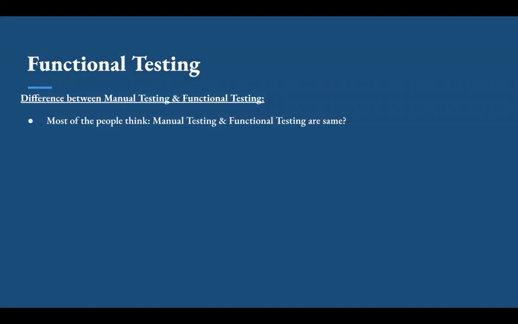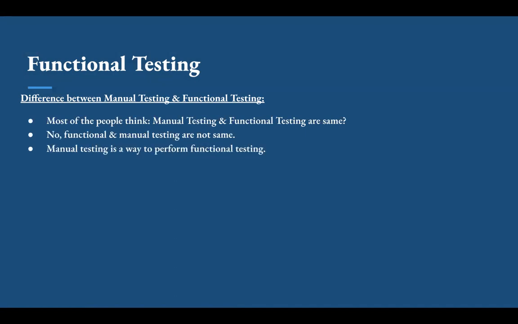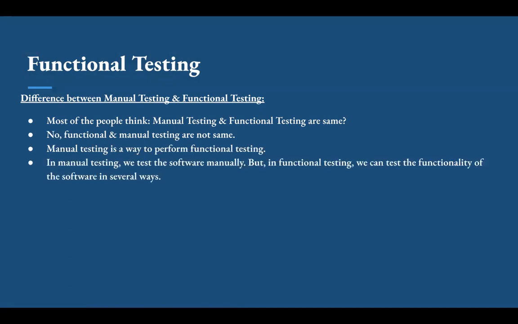Most of the people think that functional testing and manual testing are the same, but both are not the same. Manual testing is just a way to perform functional testing. In manual testing, we test the software manually, that is, without the help of any automation tools. But in functional testing, we can test the functionality or behavior of the software using several ways or techniques.